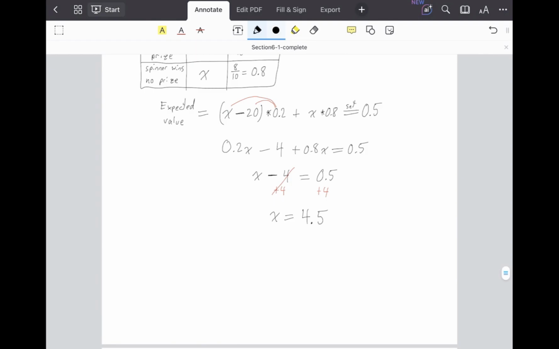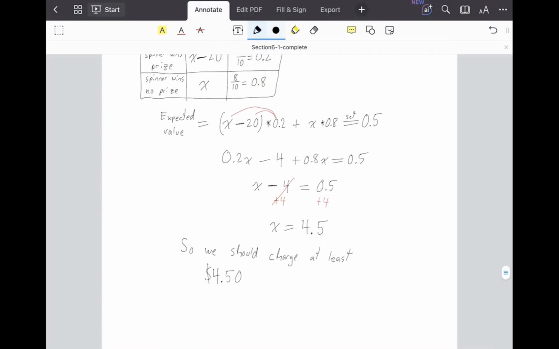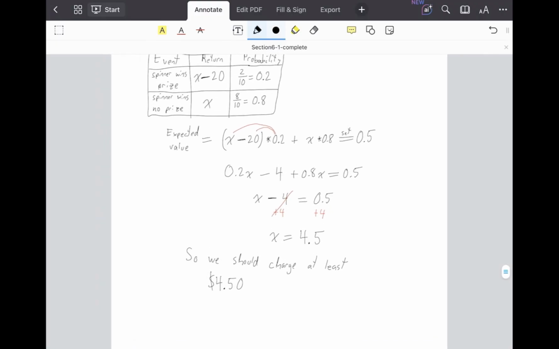So we should charge at least $4.50. It's kind of an awkward price, so you need quarters for that. Maybe just bump it up to $5. Then you would be earning about $1 per spin.